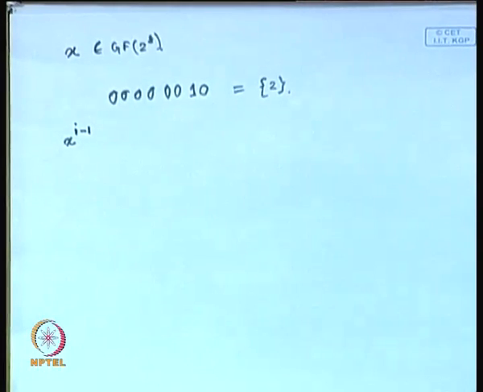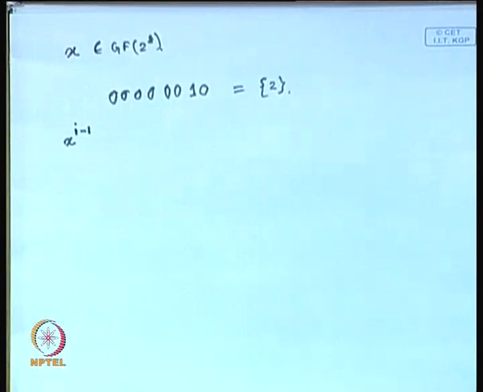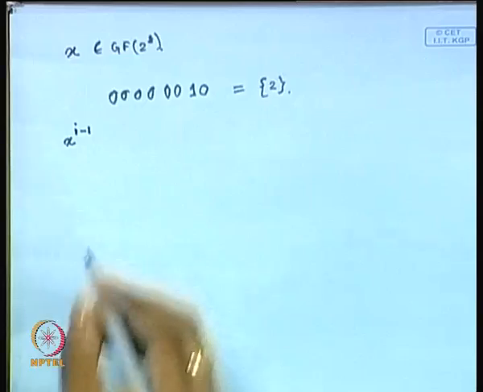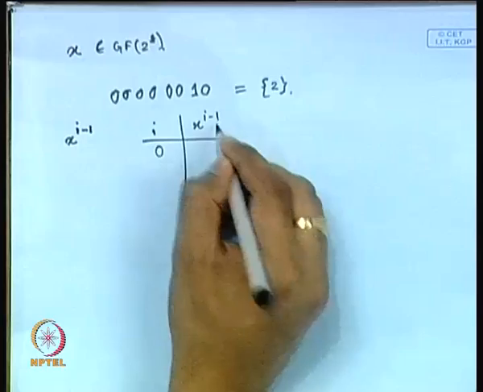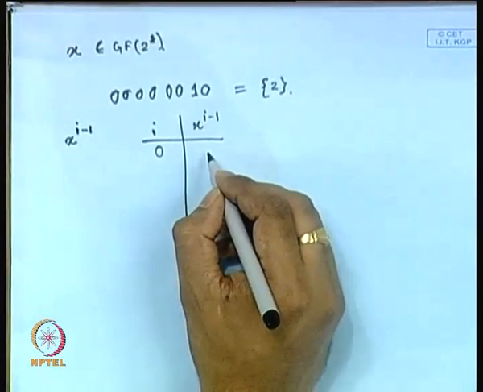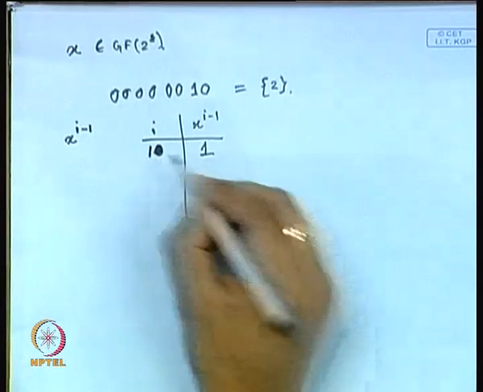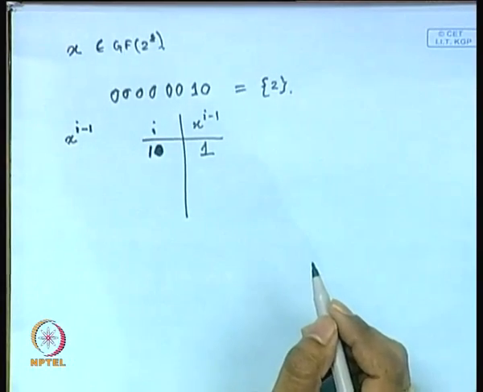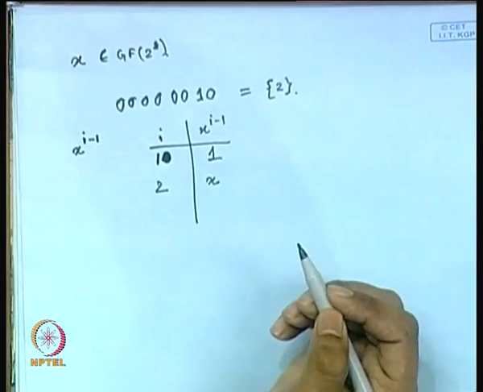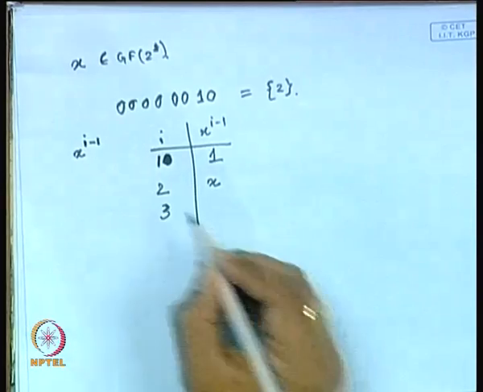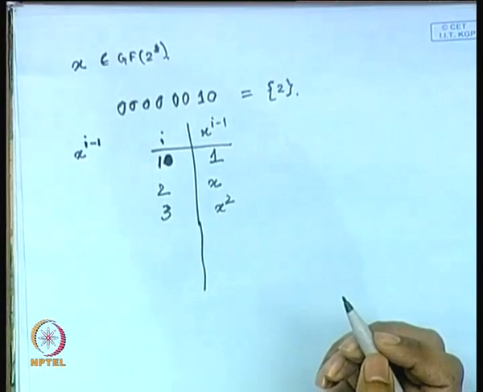So when i is equal to 1, you know what is the value? It's x to the power 0, right? So what is x to the power 0? It's 1. So when i is equal to 1, then x to the power i minus 1 is equal to 1. What about when i is equal to 2? It is x. What is it when i is equal to 3? It's x squared. And similarly, you keep on computing the powers.